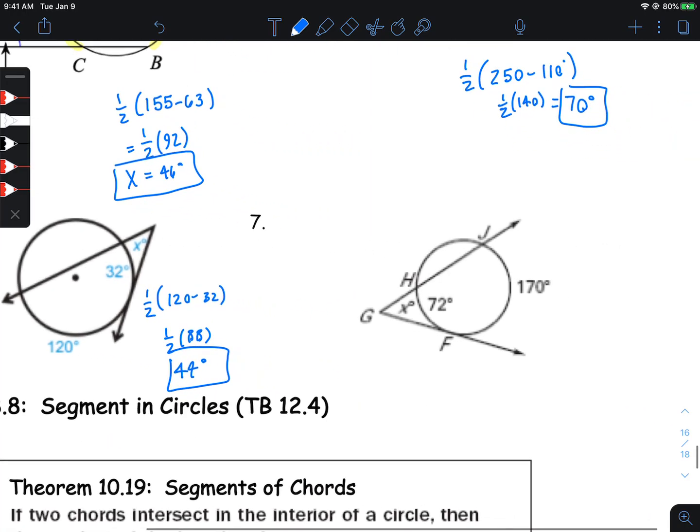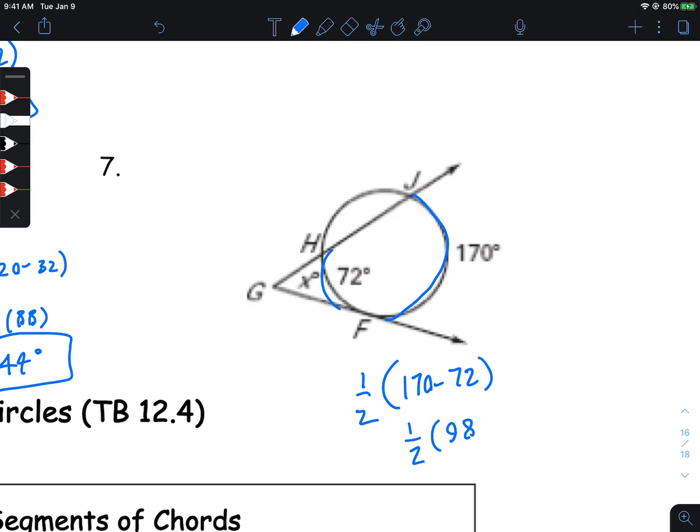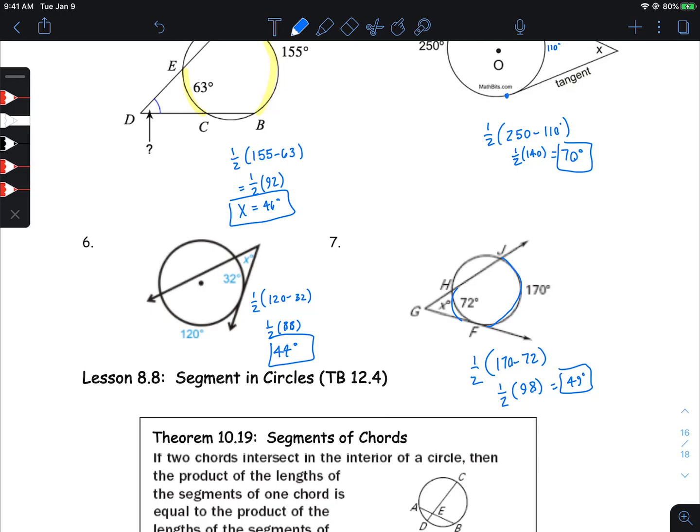Okay, last one here, pretty much the same thing, except slightly turned, but it's a big arc minus a small arc. It's 170 minus the 72. And then we'll do half of that. I think that's, what is that, like 98. Half of 98 should be 49 degrees. And that's actually going to be it there to the lesson.